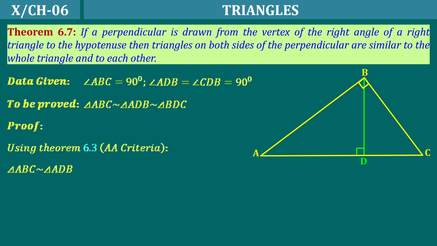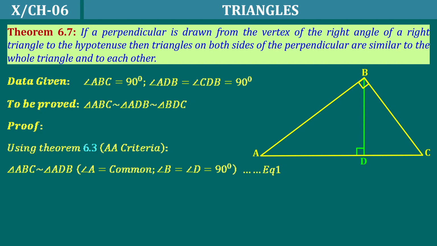We do not know, we do not have any idea about the sides, but we do have certain idea about the angles. What are those angles? If I am going to use AA criteria, angle A is common in both the triangles, and angle B as well as angle D, both are 90 degrees. So with this AA criteria, I can declare these two as similar.